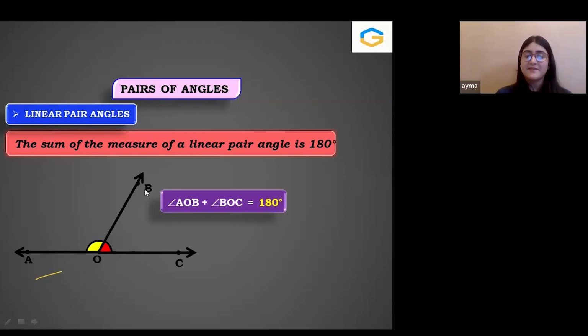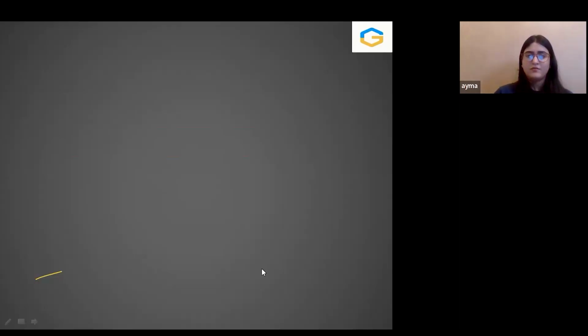In this condition, if let's suppose one angle is given and the other is not given, you can use the linear pair property. Let's suppose this is 30 degrees or something like that, 100 degrees. You can apply the linear pair property and find the missing angle. So let's move forward now.